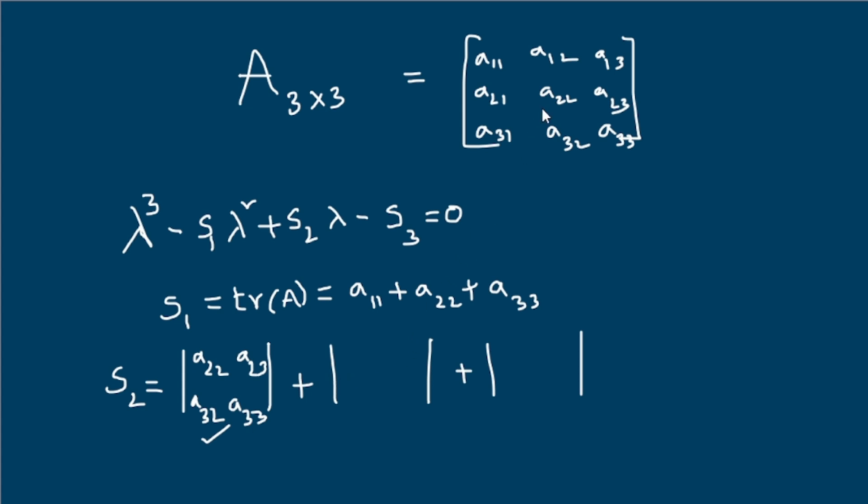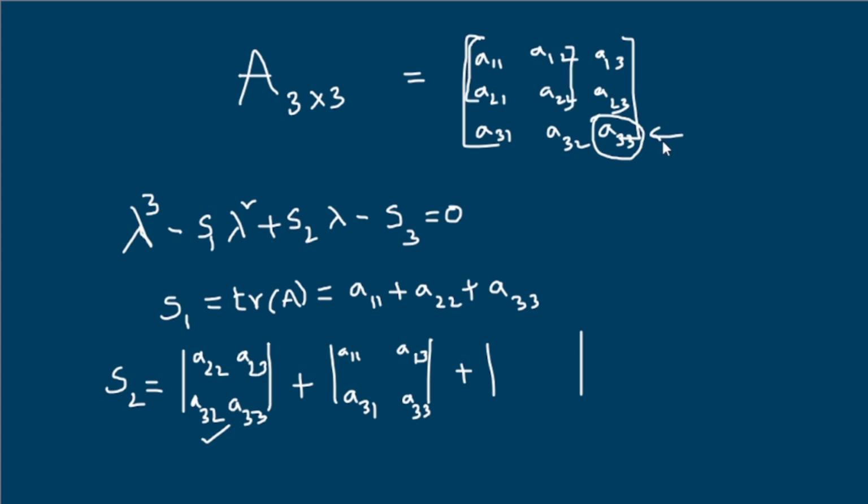Next, coming to the second one, the cofactor matrix determinant of A22. Leaving this row and this column, you will get these four elements. Write down those four elements here. They are nothing but A11, A13, A31, A33.